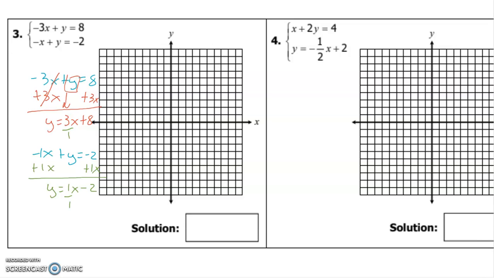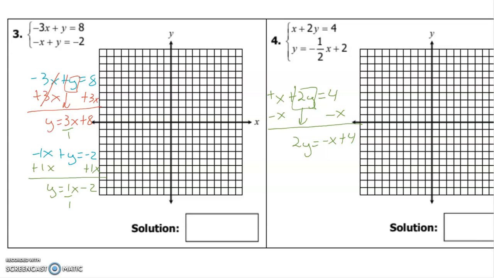All right, let's look at number 4. I'll rewrite that for you into slope-intercept form. It looks like the second equation is already written in slope-intercept form, so we just have to rewrite the first equation. I have x plus 2y is equal to 4. And I'm trying to get the y by itself. So this is a plus x, so I'm going to do the opposite. I'm going to minus x on both sides. And then the 2y is going to come on down. So I have 2y is equal to negative x plus 4.